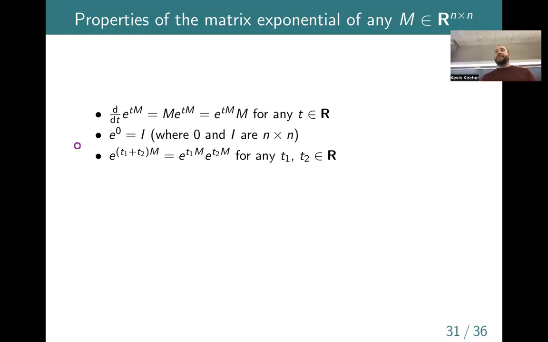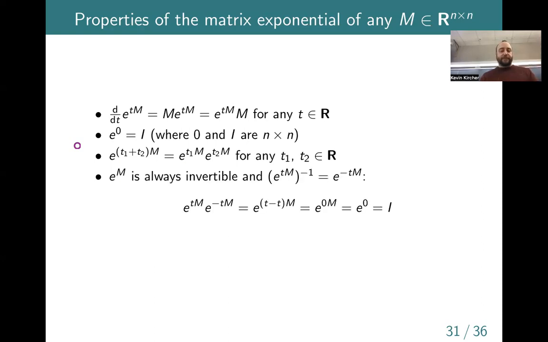You need to be careful because not all the rules for the scalar case work in the matrix case, but these are the ones that do and that are useful for us. And then it turns out that e to the m is always invertible. So even if m is not invertible, e to the m always is. And its inverse is always just equal to e to the negative tm. Again, this looks just like the scalar formula.